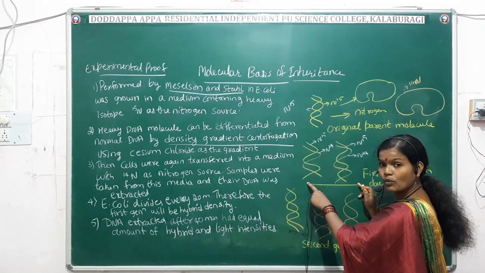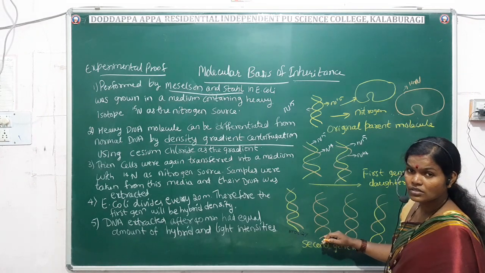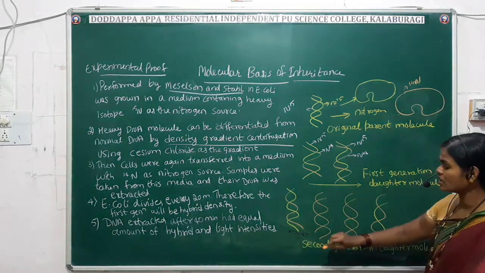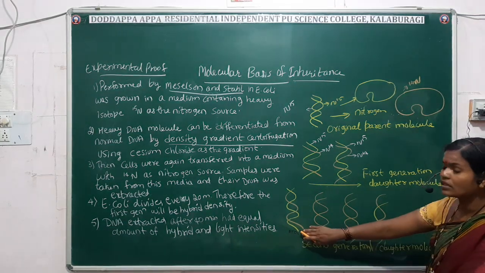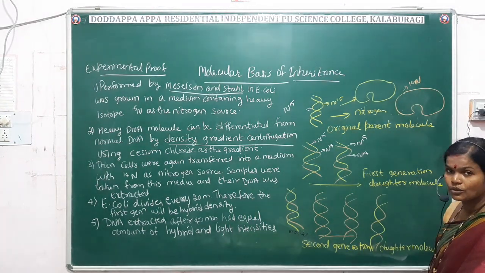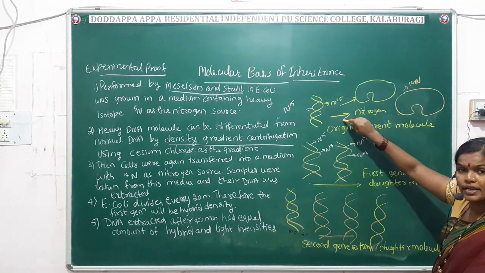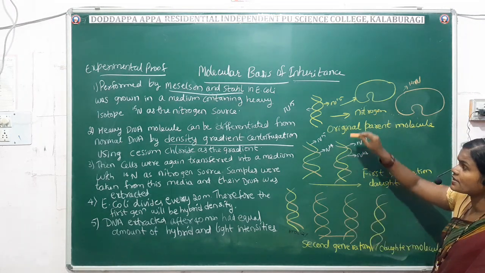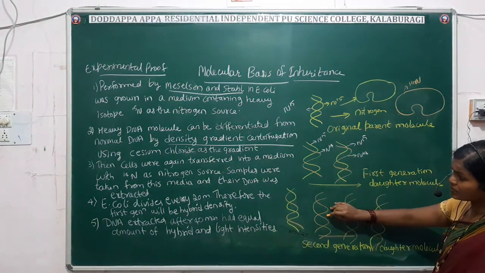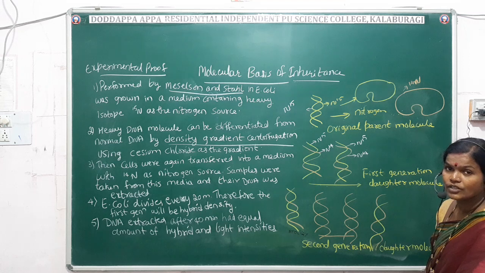Here we are going to see purely 14 nitrogen DNA and 15 nitrogen DNA. See here, radioactive isotope. Two daughter cells are having the 15 nitrogen and 14 nitrogen DNA, and two daughter cells are purely 14 nitrogen DNA. So this radioactivity is transferred from the parental cell to the daughter cells. So that's why it is proved that the DNA acts as the genetic material.